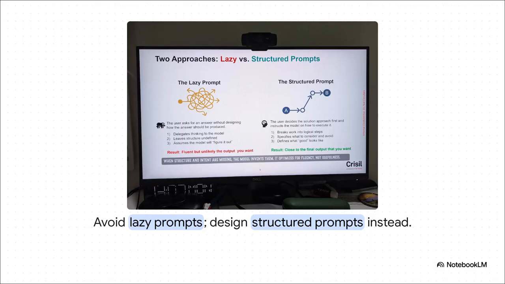Adopting this model leads us directly to avoiding what I like to call the lazy dump and pray approach. Come on, let's be honest. We've all been tempted to do it. You just dump a mountain of unorganized information into the chat box, hit enter, and cross your fingers for a brilliant answer. But when you do that, the AI is just optimizing to sound fluent, not to actually be useful. We really need to shift to designing structured prompts. Decide your solution path first, break the work down into logical steps, and clearly define exactly what a successful output looks like before you ever hit send.